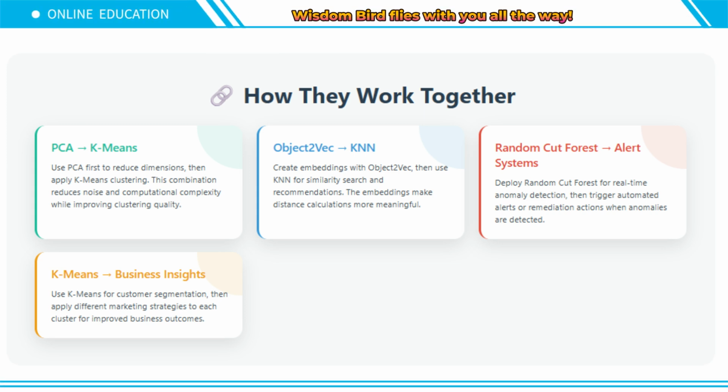Exam tip number 17: PCA is unsupervised and often used as a pre-processing step. If you see reduce features plus maintain information, think PCA.